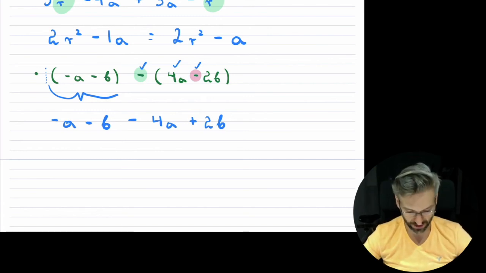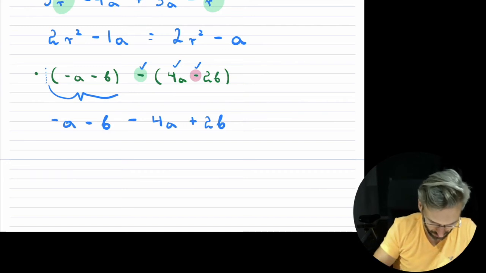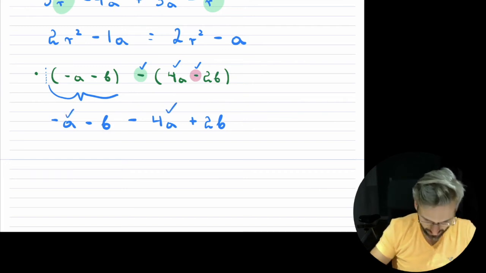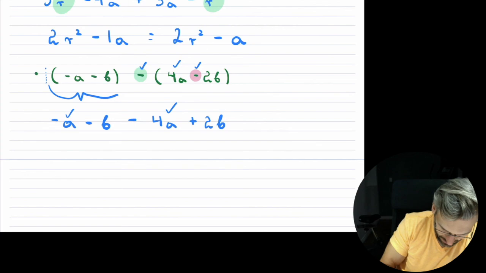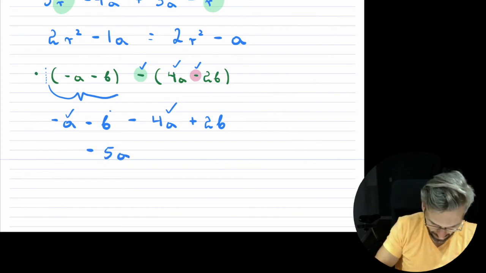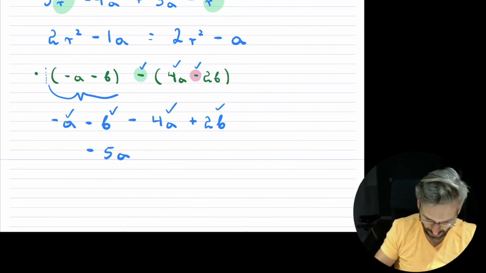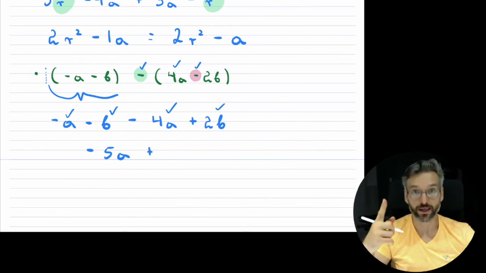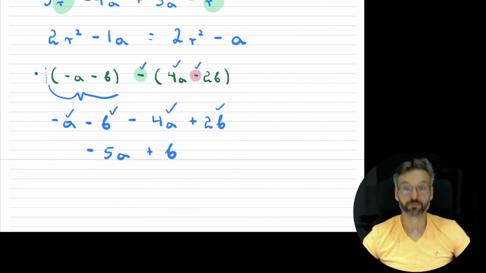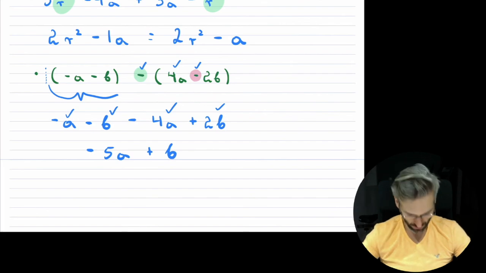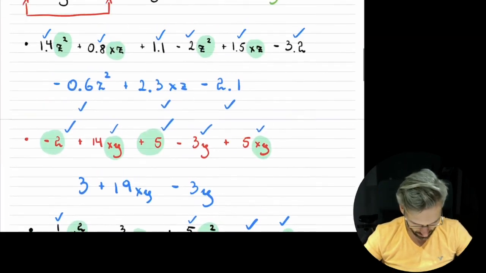So now in this case, all you have to do is just collect like terms. So I have an a, or minus a, and minus 4a. So that will become negative 5a, and then the negative b plus 2b, that's just going to be plus 1b. So that's going to be that. And that's simplified. That's as far as you can take it. You can't do anything else. Okay, all right, what else? I think we had one more.